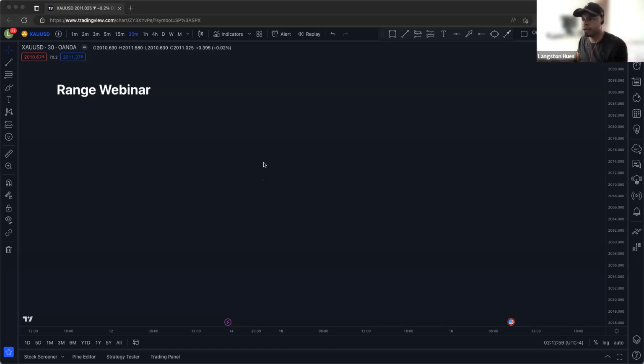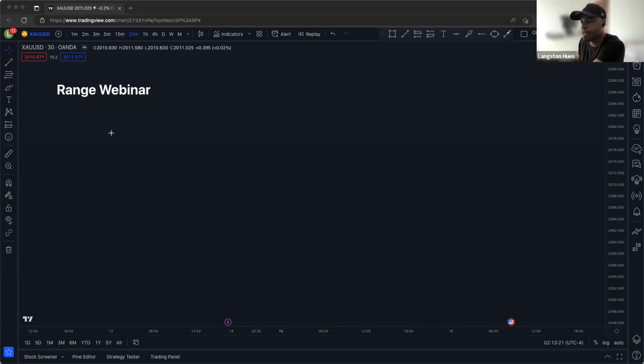Here we are. So we need to ask ourselves, what is a range? Essentially, a range is just everything that's in between support and resistance. That's a range. Everything that's in between support and resistance is the range.